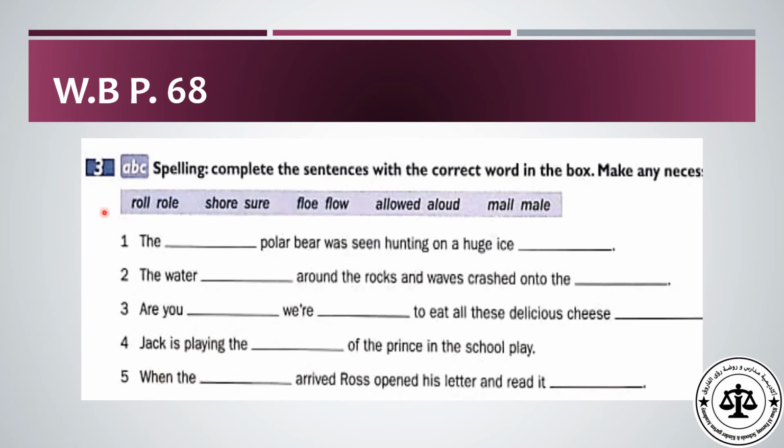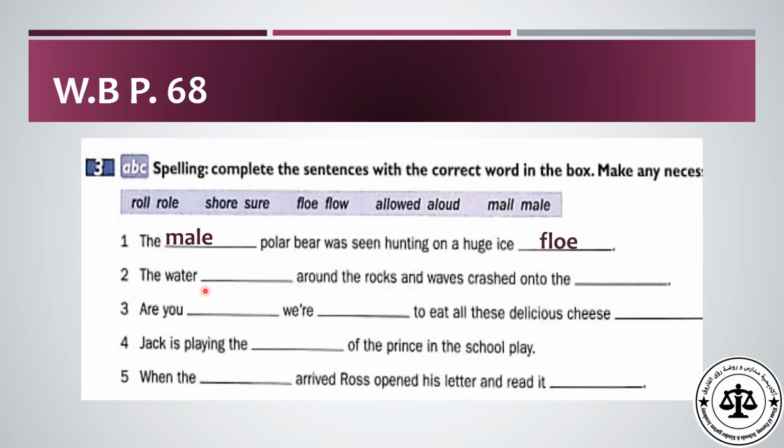Move to question 3, spelling. Complete the sentences with the correct word in the box. Make any necessary changes. We have these words that we have read in exercise number 2 in your student's book, page 81. So we want to complete these sentences by using these words. The what polar bear was seen hunting on huge ice? Yes, the male polar bear was seen hunting on a huge ice floe.